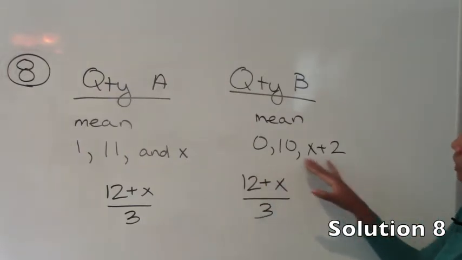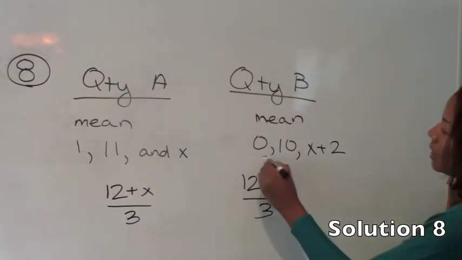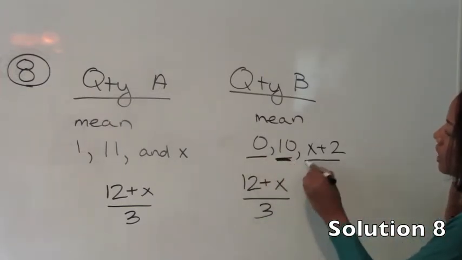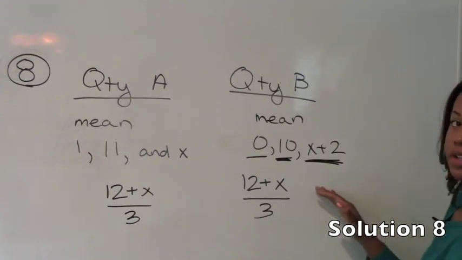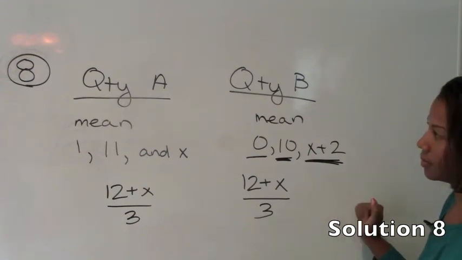So you might say, is this really 4 numbers? But a comma indicates a separation of numbers. So this x plus 2 only counts as 1 number, so that's why we're dividing by 3. Answer choice C.